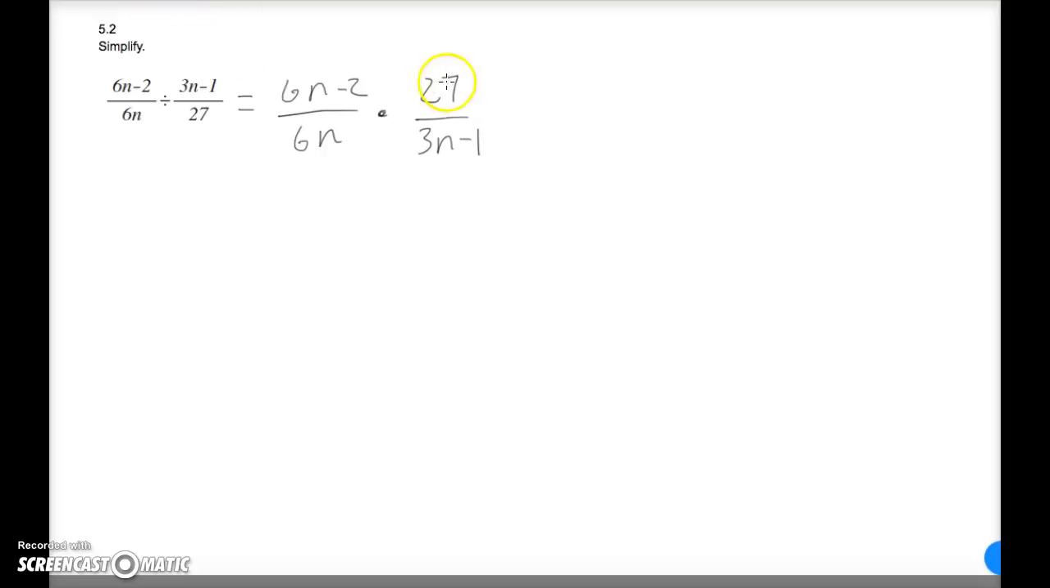Now we could just multiply across and then try to simplify, but it might be easier if we can try to simplify things before we do our multiplication. We'll have smaller numbers to work with. So I'm going to try to factor these expressions and see if I can cancel anything else. So I can factor 6n minus 2 as I can factor a 2 out of there, and that leaves me with 3n minus 1, and then 6n times 27 over 3n minus 1.